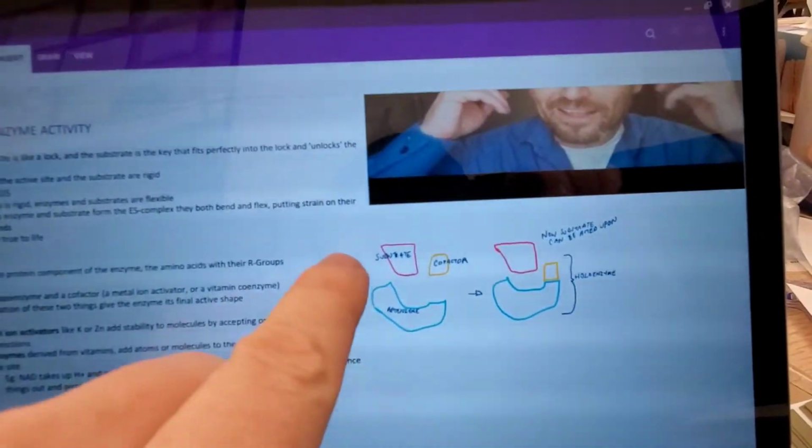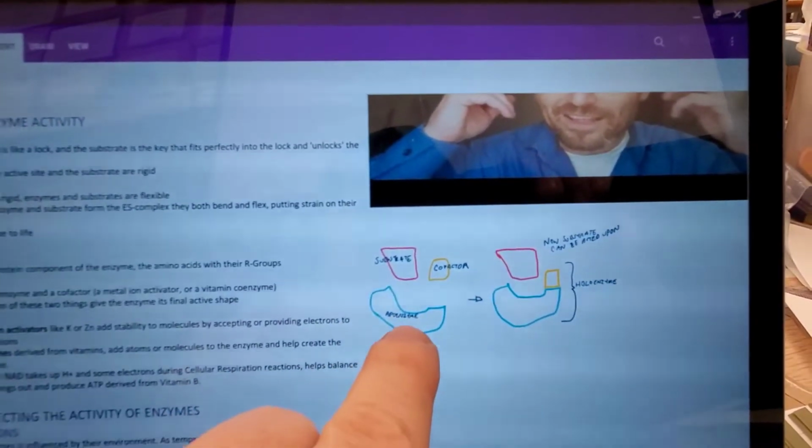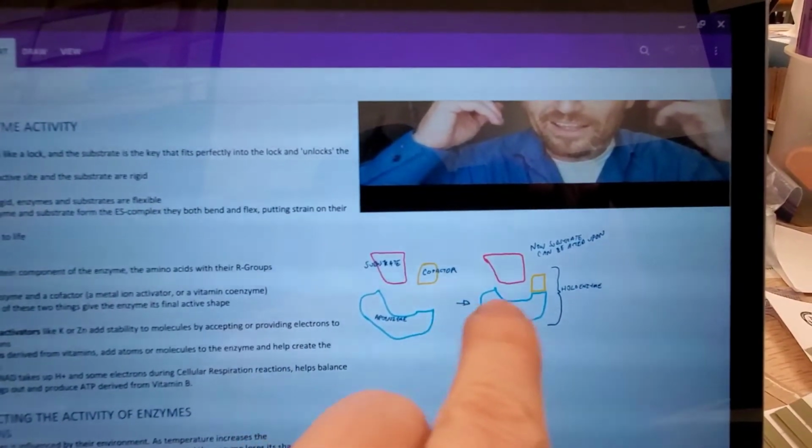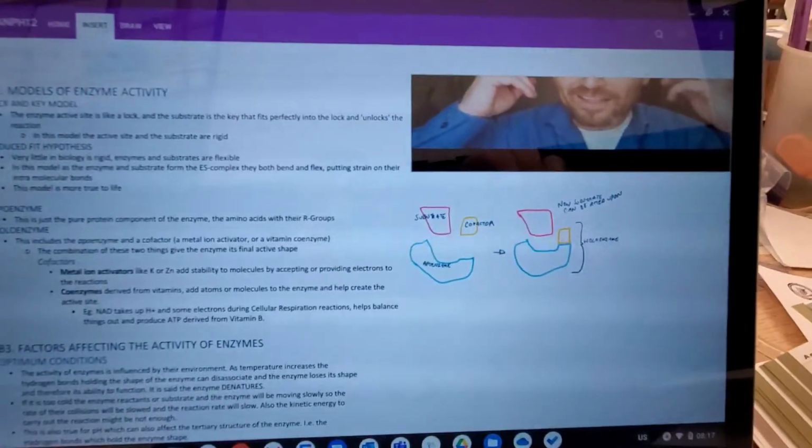So there's a nice picture here. This is the apoenzyme. That's the protein part. There's the substrate. There's the cofactor. The substrate can't bond with the apoenzyme until the cofactor comes in. So the cofactor comes in. Now the substrate can bond, and the reaction can happen.